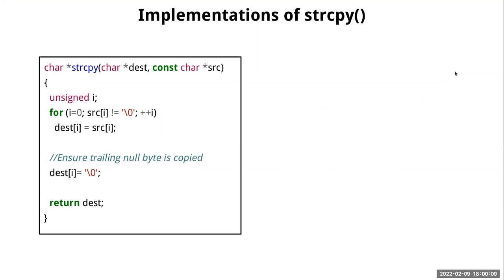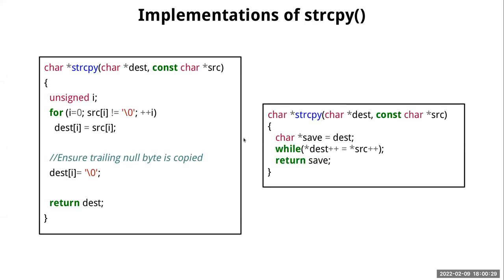You guys know what string copy is, right? Basically, string copy will copy from the source location to the destination. It only stops at a 0, a null, okay? So if your input is very long, it will copy everything. This is a simple implementation of string copy. There is a more compact version, but they are equivalent.